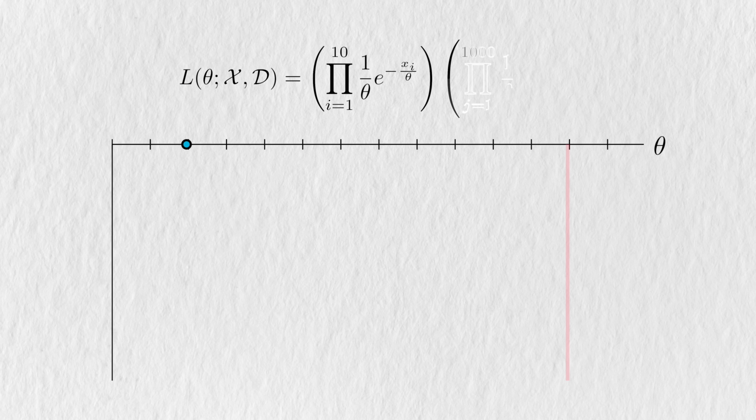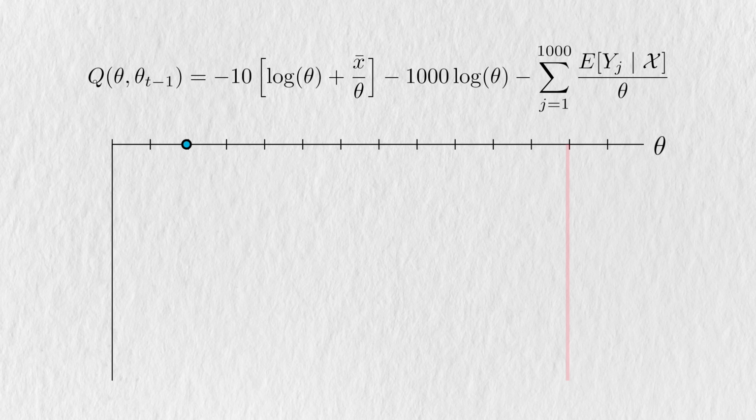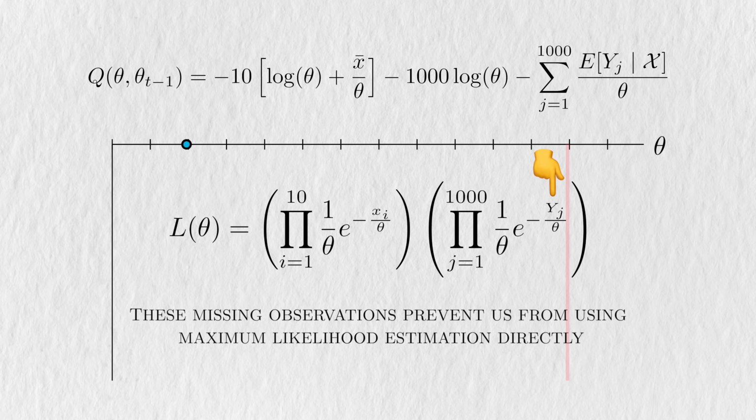Starting from the complete likelihood, we need to take its logarithm and then calculate its expectation given our observed data. This would be the resulting Q function. The calculation isn't fully complete, but I wanted to stop here just to point out how the E step helps us overcome the missing data problem. In the complete likelihood, these missing lifetimes prevent us from using maximum likelihood estimation.